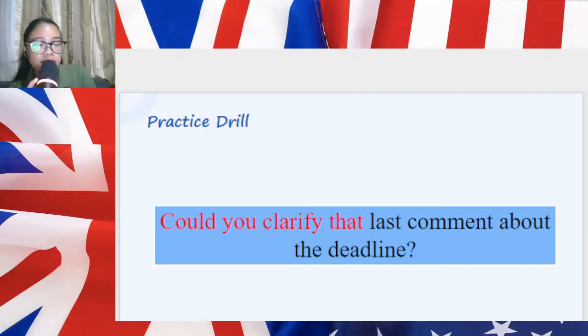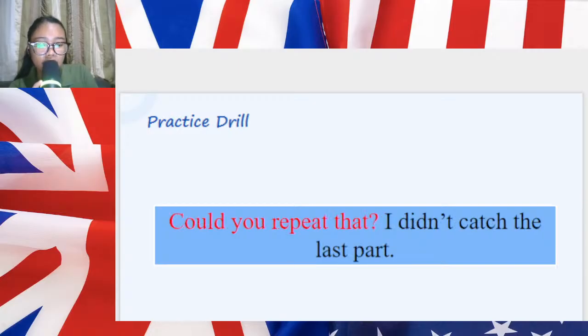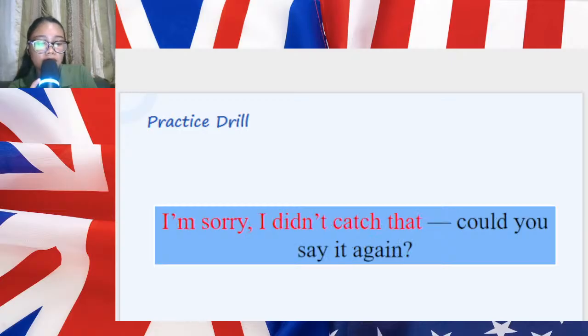Same pattern, same process. I just want you to read the sentence with me. Okay, starting with, could you clarify the last comment about the deadline? Could you clarify that last comment about the deadline? What do you mean by that suggestion for restructuring? What do you mean by that suggestion for restructuring? Could you repeat that? I didn't catch the last part. Could you repeat that? I didn't catch the last part.